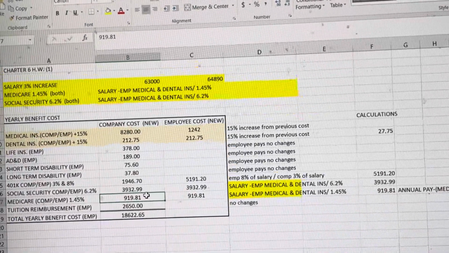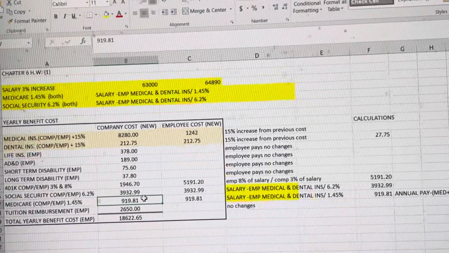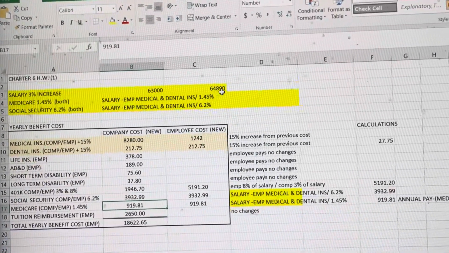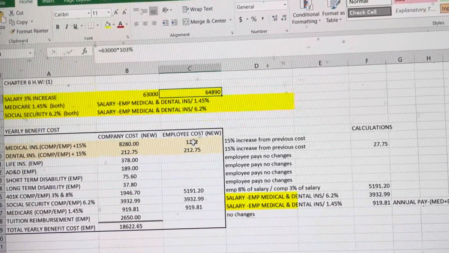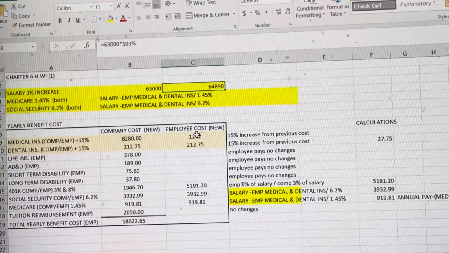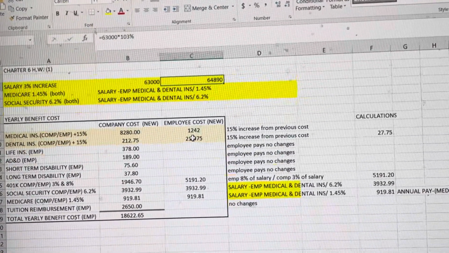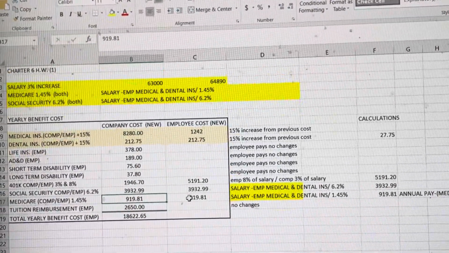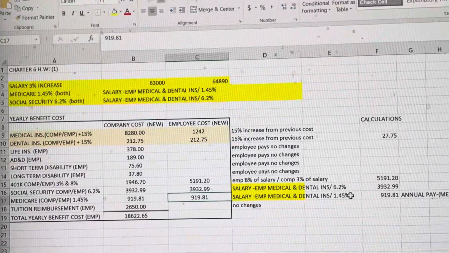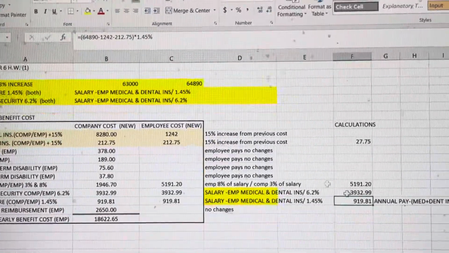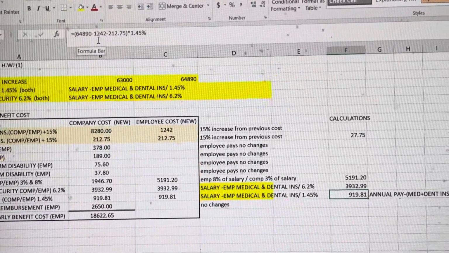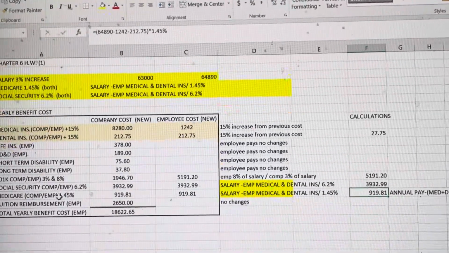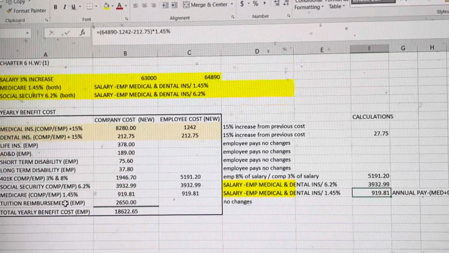And then for the medical benefit, the same thing: you take this number, and you deduct the employee cost for medical and dental, and that's how you get the number. So there's no calculation there, but this one right here is how I get the number. So there you go, 1.45%. This is how much the contribution is.